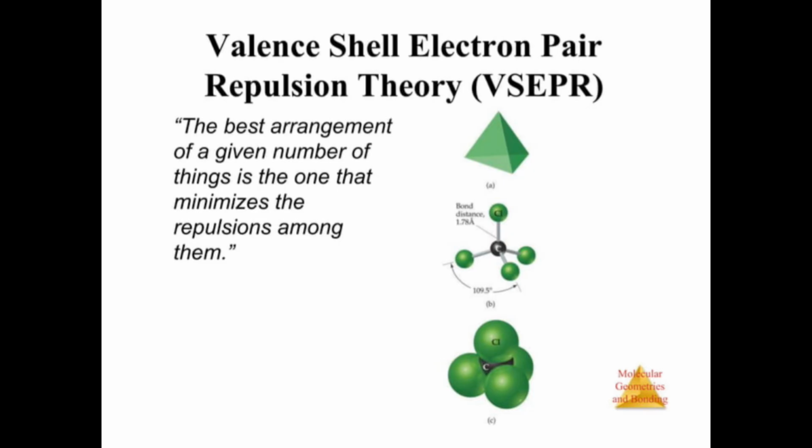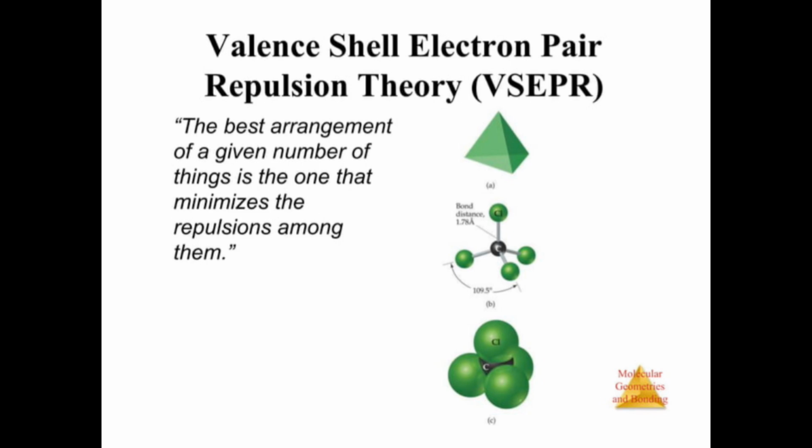In layman's language, what VSEPR theory is saying is that the best arrangement of a given number of things is the one that minimizes the repulsion among them. When we talk about things, we are talking about both atoms and electrons. So when you have them in a particular molecule, the theory helps us understand that we want to minimize the repulsion as much as possible. Therefore, the arrangement must be such that those things, which are atoms and lone pairs, are arranged in such a way that there is minimal repulsion among them. It's as simple as that.